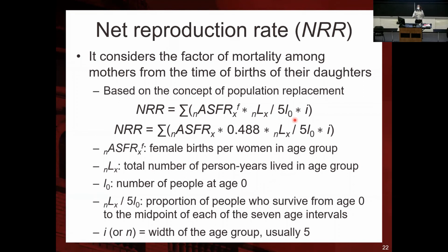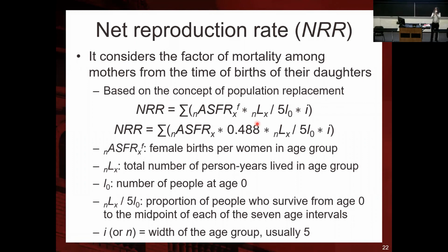If a woman was alive when she was 20 and died when she was 23, in the age group from 20 to 24, she was alive for 4 years, 20, 21, 22, 23, out of 5. So she will count as 4/5 right here. And we just have this overall measure for the population or specific population in a specific year.